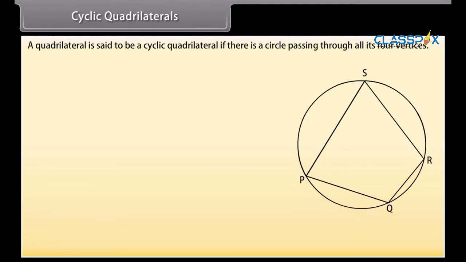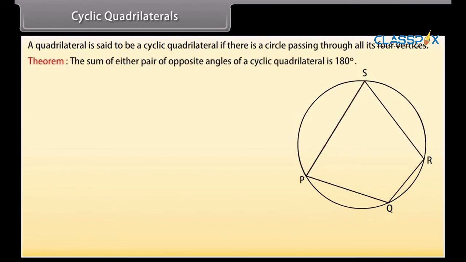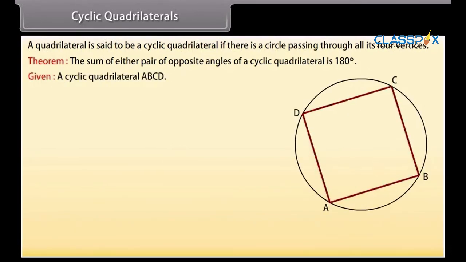Cyclic quadrilaterals. A quadrilateral is said to be a cyclic quadrilateral if there is a circle passing through all its 4 vertices. In the figure, PQRS is a cyclic quadrilateral. Theorem: the sum of either pair of opposite angles of a cyclic quadrilateral is 180 degrees. Given a cyclic quadrilateral ABCD. To prove, angle BAD is equal to angle BCD, which is equal to angle ABC plus angle ADC, which equals 180 degrees.